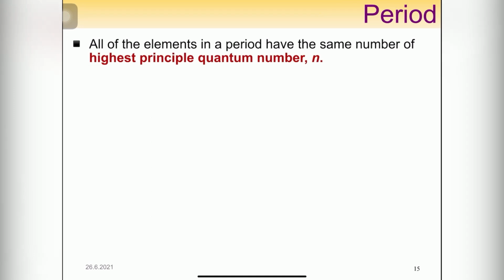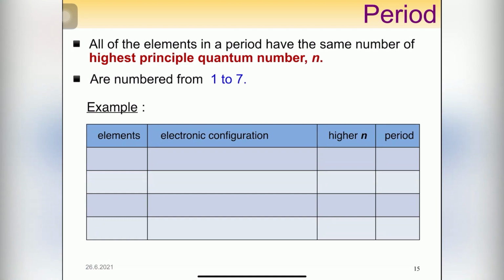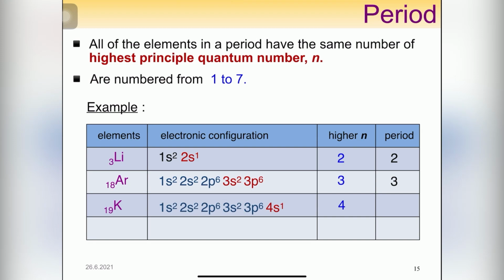Okay, period. All the elements in the period have the same highest principal quantum number, n, numbered from 1 to 7. For example, lithium. Okay, highest n is 2, so it is located at period 2. Highest n for argon, 3. It is located in period 3. For potassium, 4. It is located in period 4.